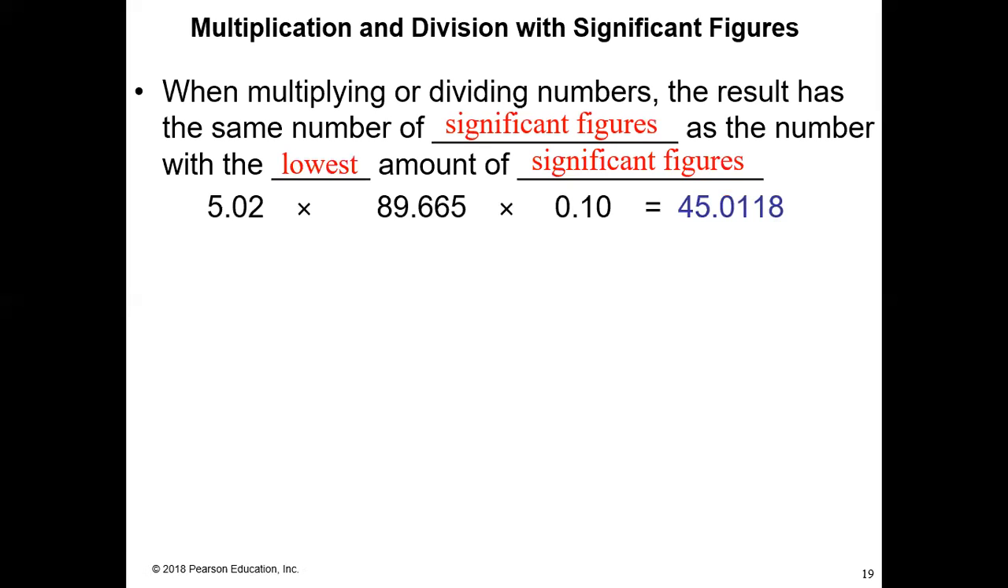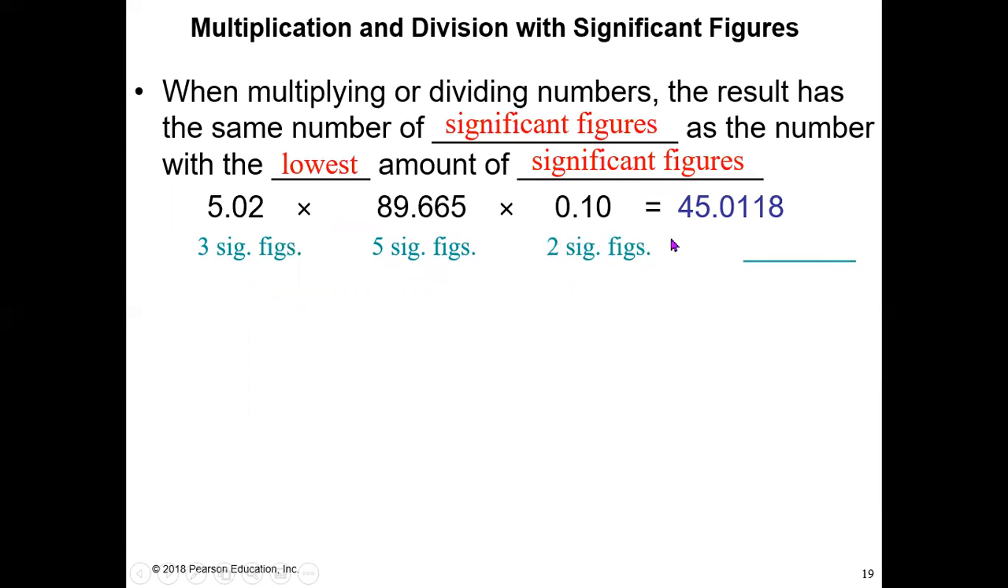We have these three numbers multiplied, and we use a calculator to get 45.0118. We identify the significant figures in all three numbers used to get this 45.0118. The first number is 5.02, which has 3 sig figs. The second number has 5 sig figs. The last number has 2 sig figs. So we compare 3, 5, and 2. 2 is the lowest. That means our answer has only 2 sig figs.